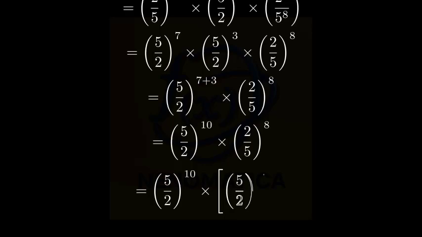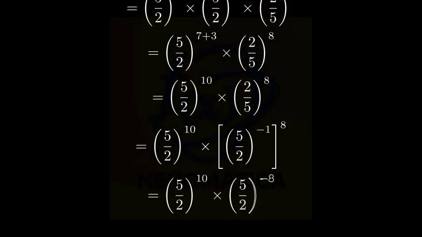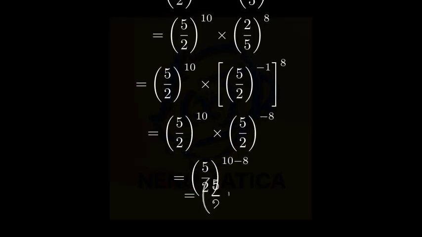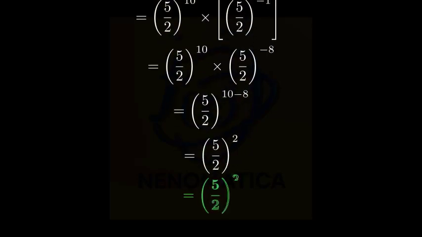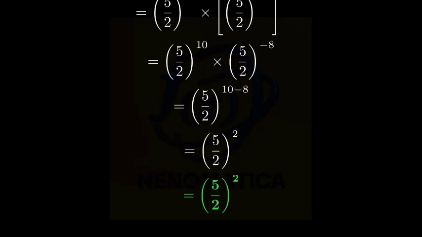Now, notice that the fractions are reciprocals of each other. We can rewrite 2/5 as 1 over 5/2, or as 5/2 to the power of negative 1. Using the power of a power rule, 5/2 to the power of negative 1, all raised to the power of 8, equals 5/2 to the power of negative 8. Now we can apply the product rule again to add the exponents. We have 5/2 to the power of 10 minus 8, which equals 5/2 to the power of 2. Therefore, our final answer is 5/2 squared.